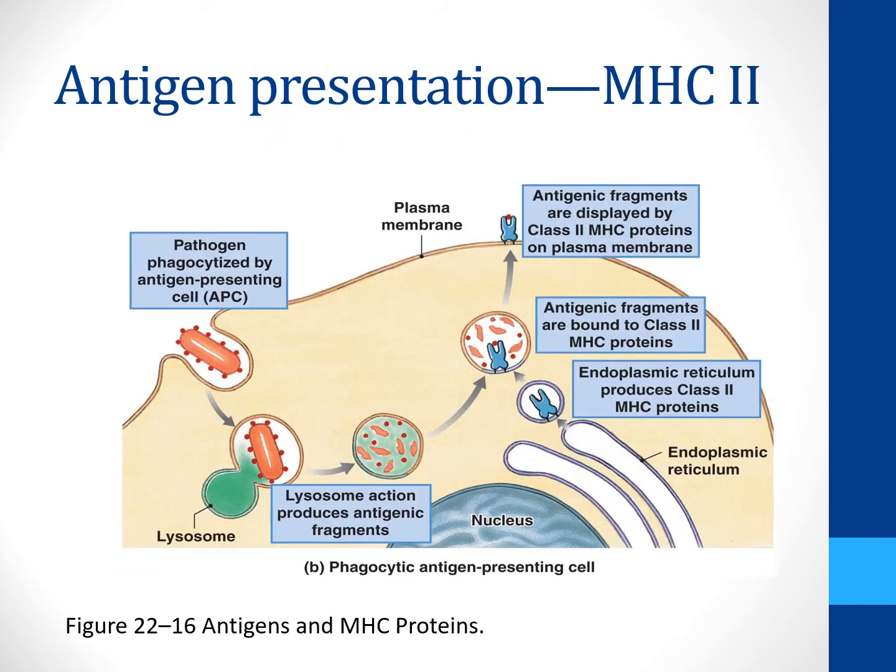Type 2 is going to be very similar. This cell is a phagocytic cell, so it's going to engulf the entire protein and break it down with a lysosome. Then the MHC2 protein is going to pick up the antigens from the lysosomal breakdown of that cell, and it's going to display the fragment of that antigen in the MHC2 protein on the plasma membrane of that antigen presenting cell.